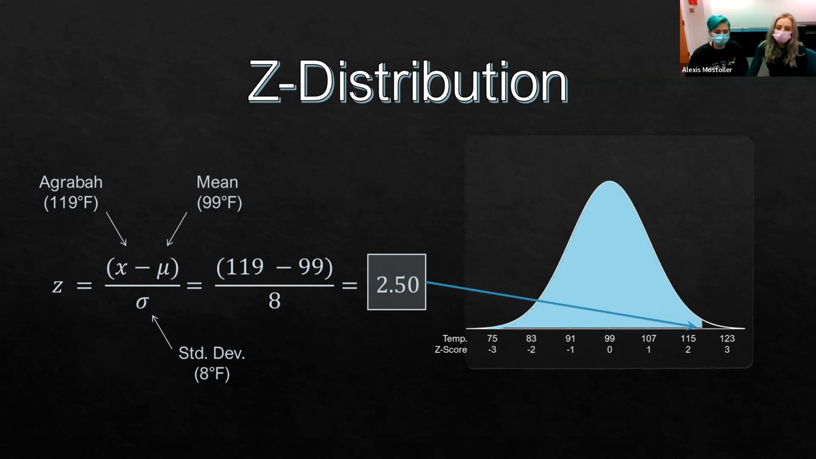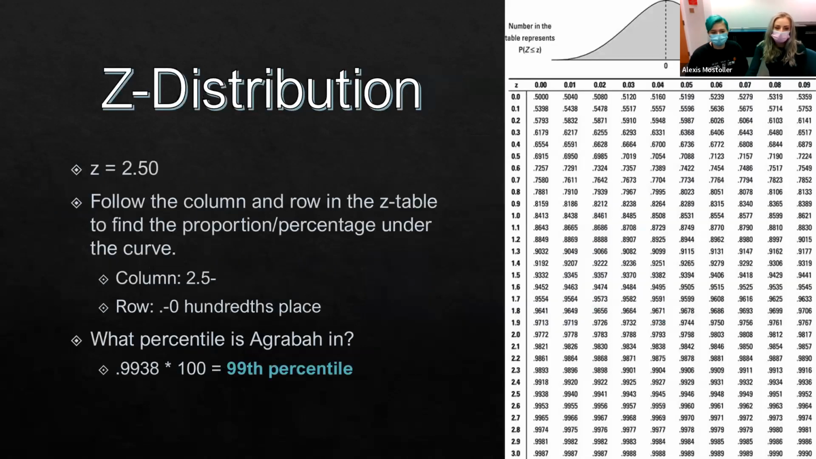So just visually looking at this, we can already tell that Agrabah is going to be hotter than most of the cities in our sample, since so much of that curve is shaded in. All right, so then moving forward, we have our z-score of 2.5, and we can pull up a z-table like the one over to the right here.